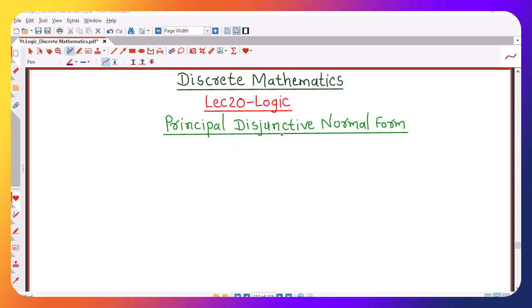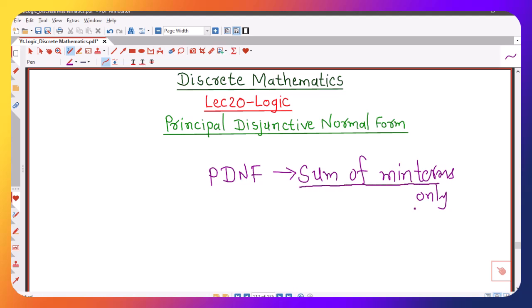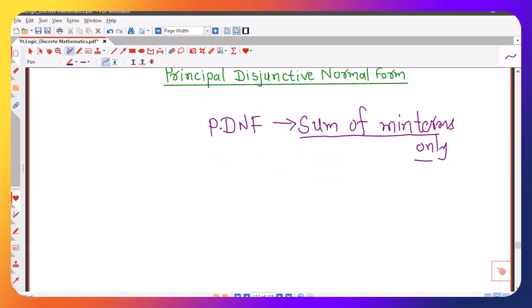And now we know that principal disjunctive normal form is nothing but disjunction of min terms, or sum of min terms only. Sum of min terms only is called principal disjunctive normal form. So we will try to write the given formula as a sum of min terms.